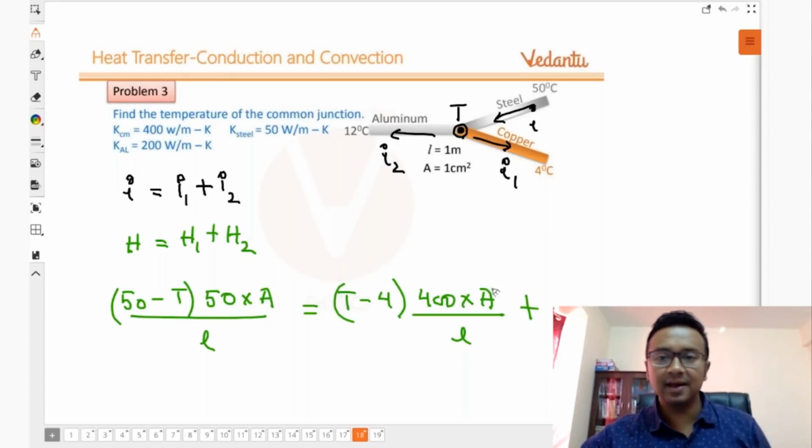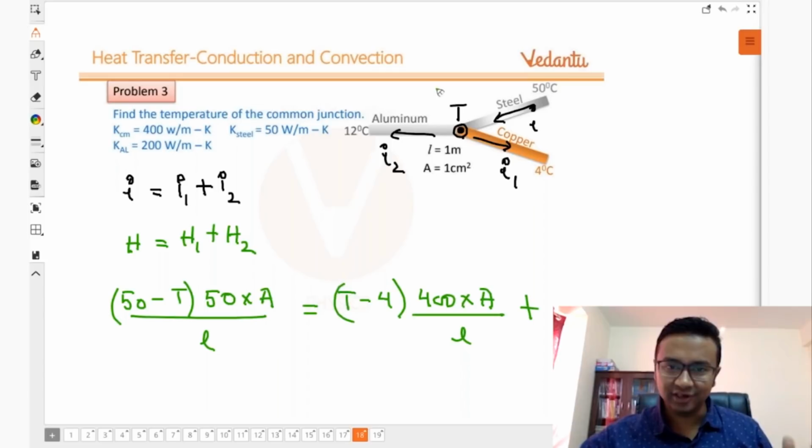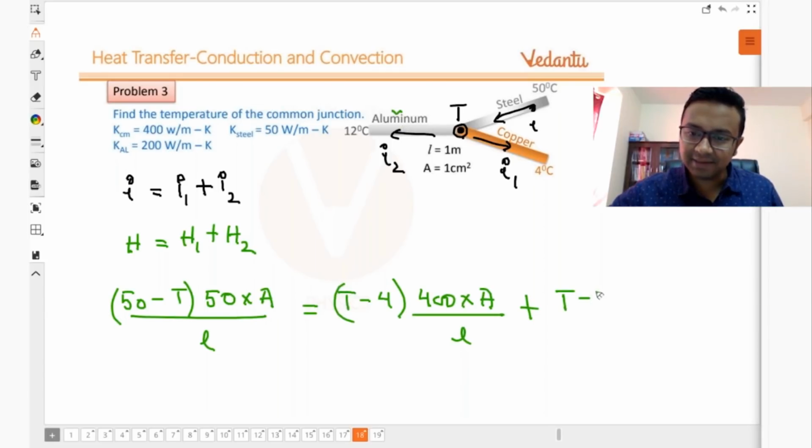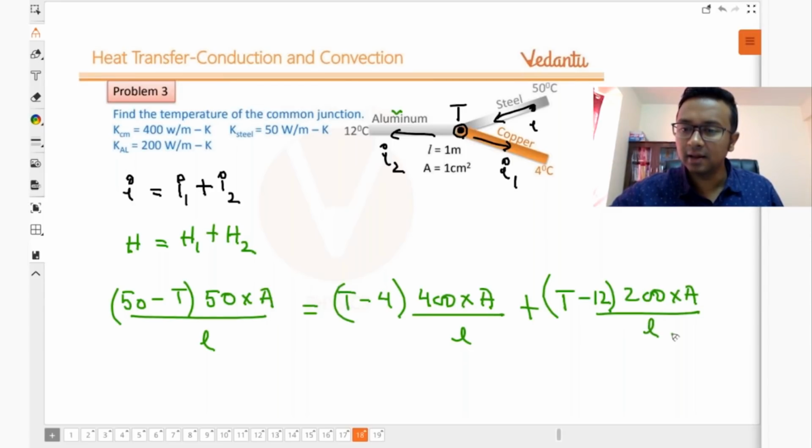Okay. Students, what else do we have? Which other conductor? This conductor. Okay, so for this conductor, it is T minus 12, and aluminum's conductivity is how much? Aluminum 200 into A upon L. Clear?